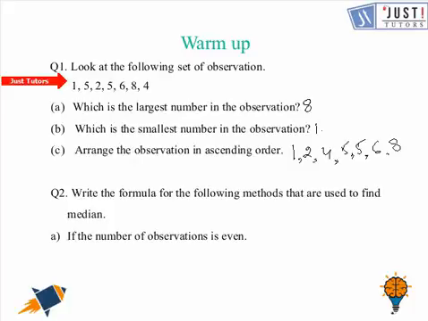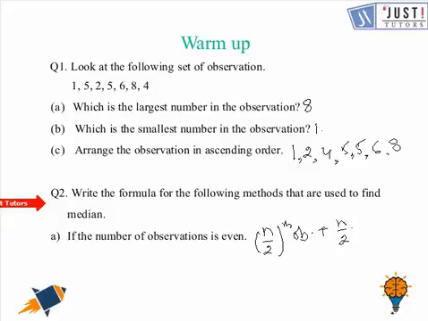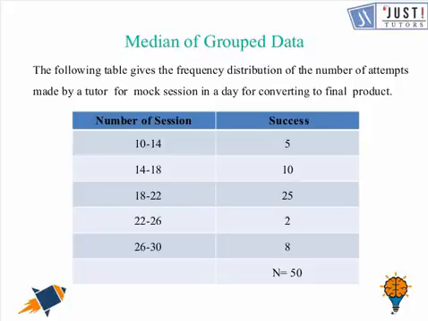Then let's go to question number 2, that is, write the formula for the following methods that are used to find the median when the number of observations is even. So we know that when the number of observations is even, we can find the median as the (n/2)th observation plus the (n/2 + 1)th observation, whole divided by 2. So this is how we can always work out the median when the number of observations is even. So now let's move on to the topic for today, which is median of grouped data.